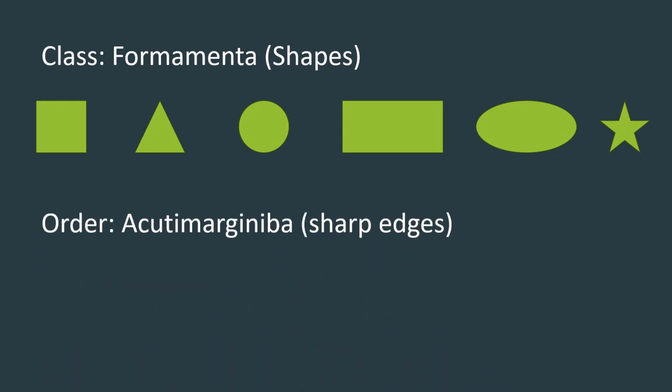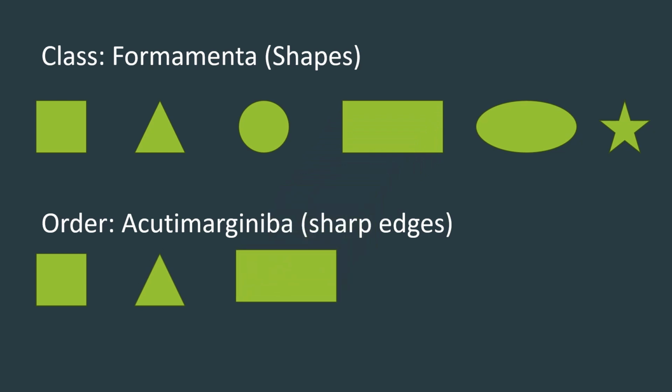So next we're going to have an order. This order is characterized by sharp edges. Okay, so let's organize that, right? We know that our square has some sharp edges, our triangle does, rectangle does, and the star's got some sharp edges there too, right? So that's our order and the characteristic that describes it.